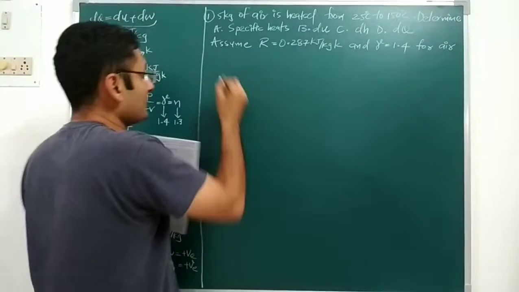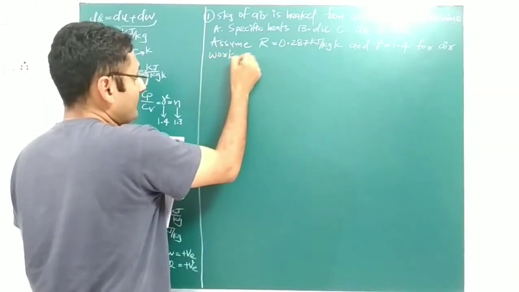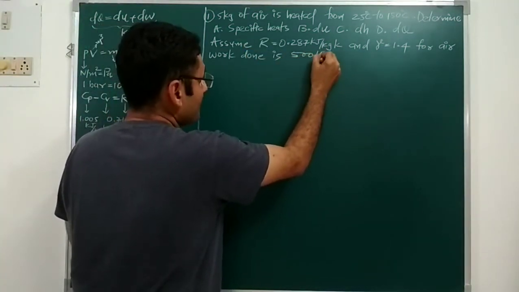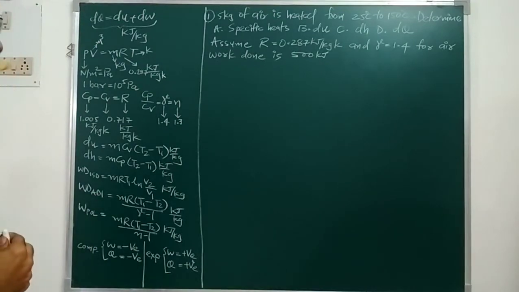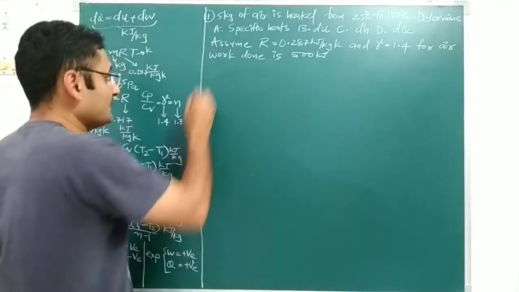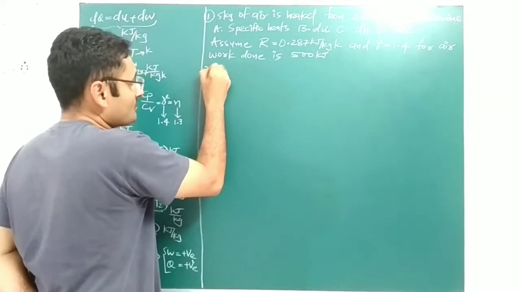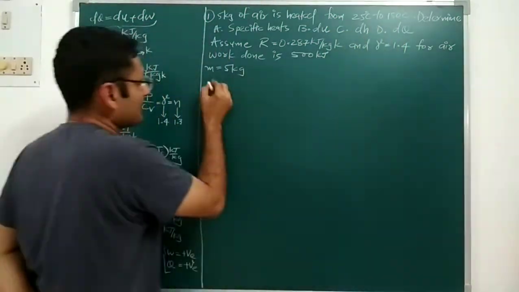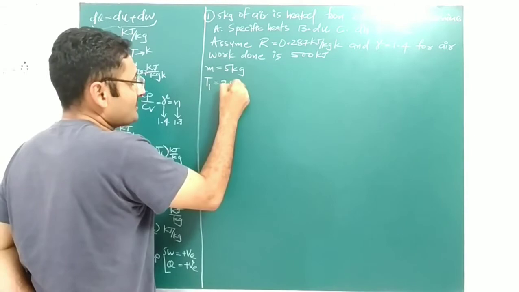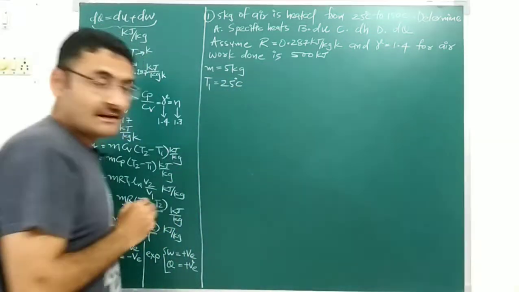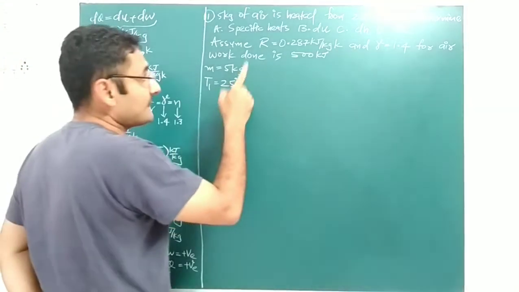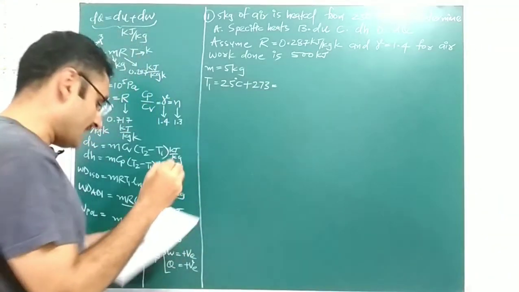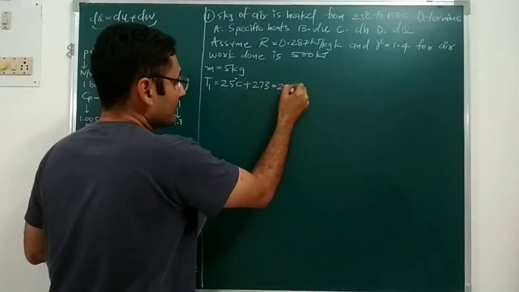Then work done is also given, so I will write work done is 500 kilojoule. So that is the data given in the numerical. 5 kg of air is given, so mass is equal to 5 kg. It is heated from this temperature to that temperature, so T1 is the initial temperature, which is 25 degree centigrade. As I told you, you have to keep the temperatures in Kelvin, so you add 273 to get the answer in Kelvin. So it will be 298 Kelvin.